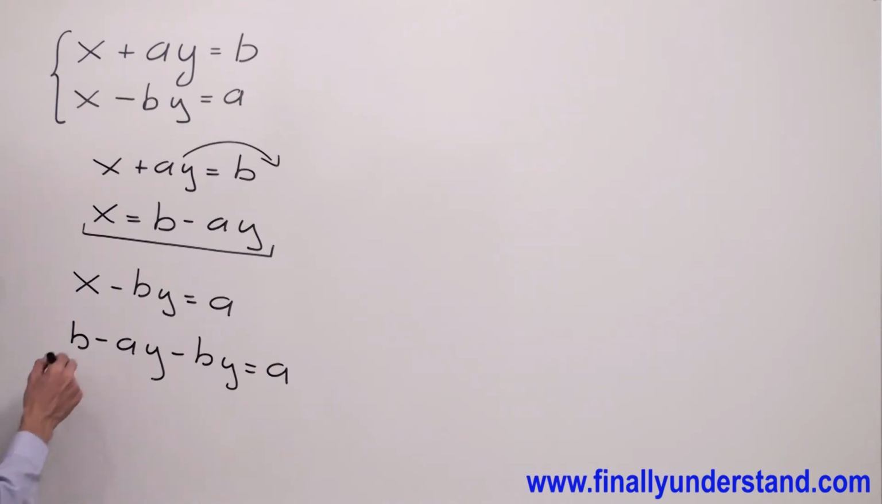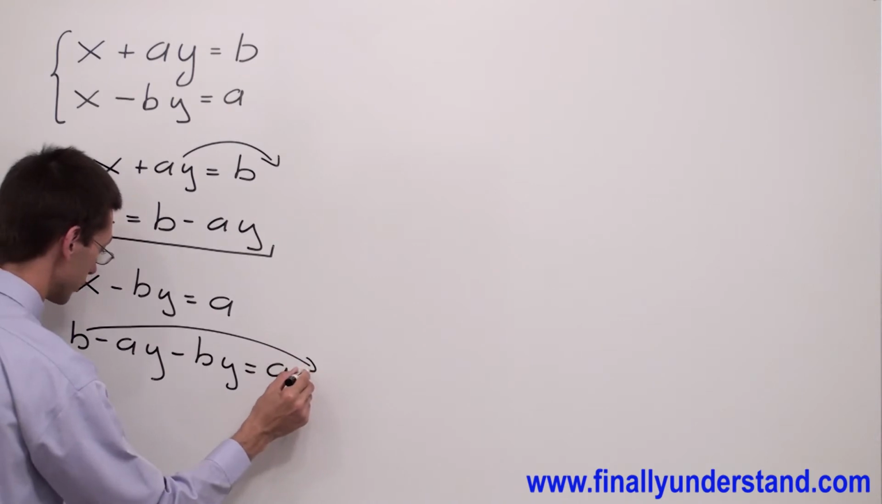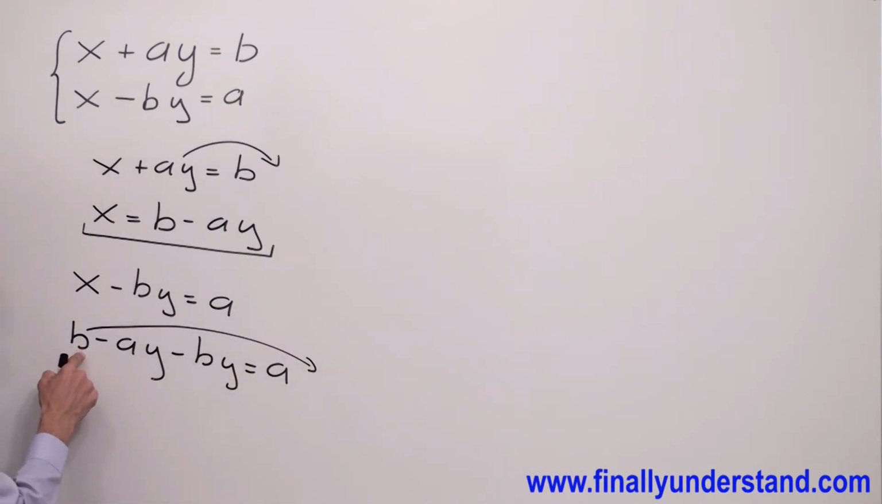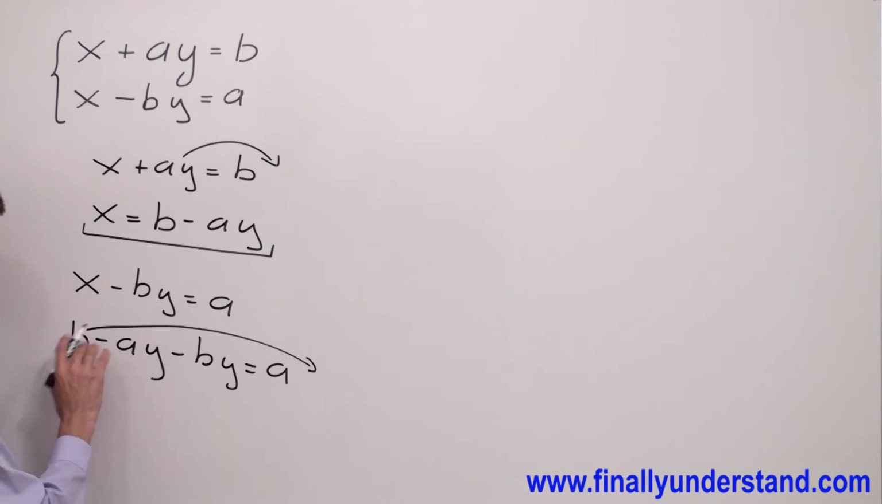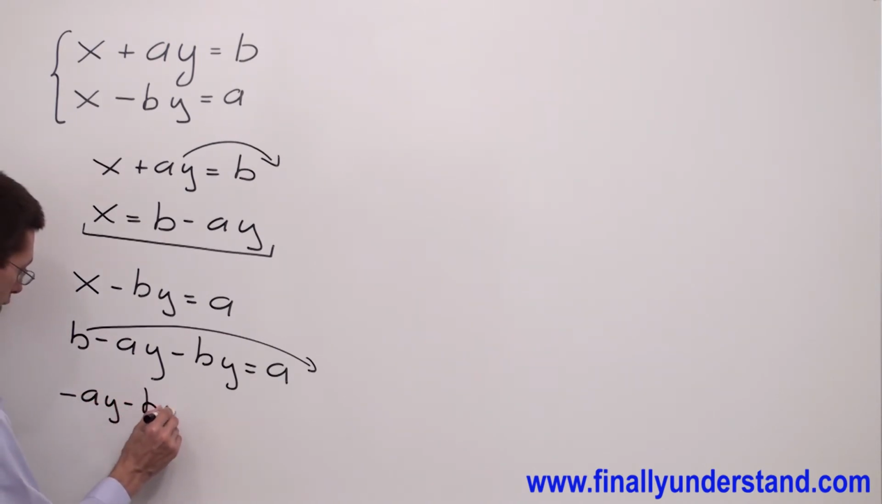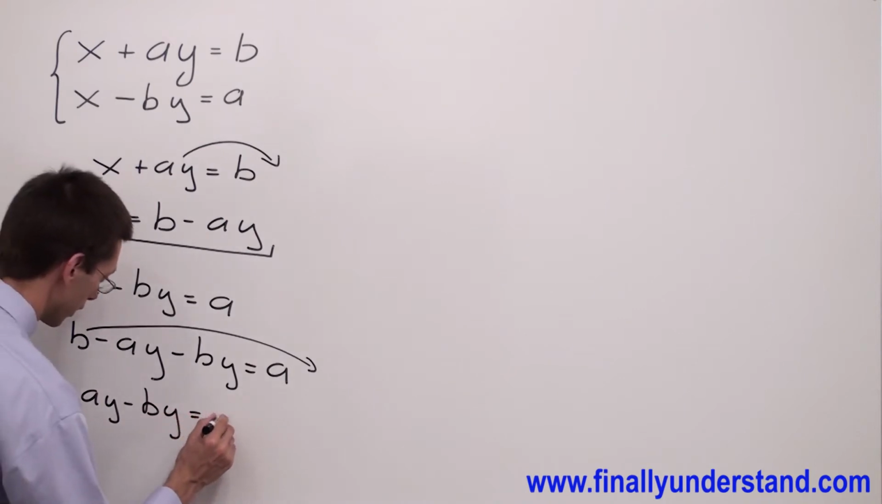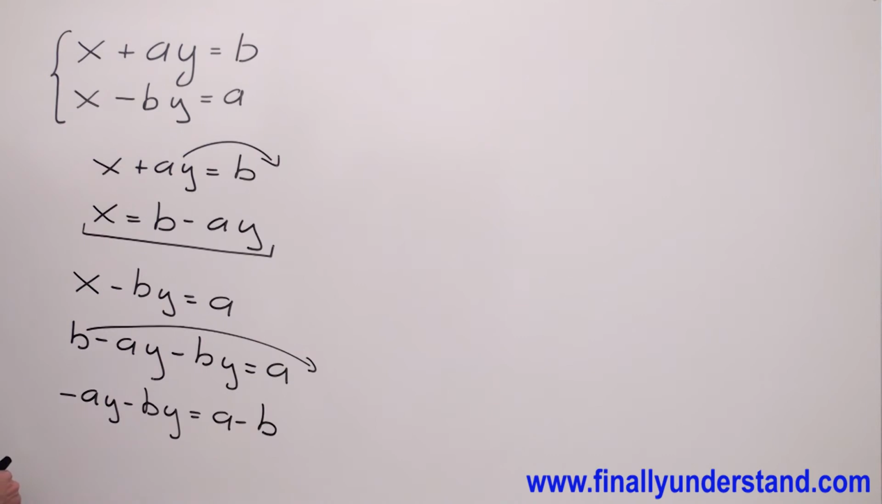Now, I'm going to move this b to the right side. Why am I moving that? Because this b is not multiplied by y. Okay? I want to keep all terms which contain y on the left side, and everything without y I'm going to move to the right side. So I have negative ay minus by is equal a minus b. I'm doing everything step by step.